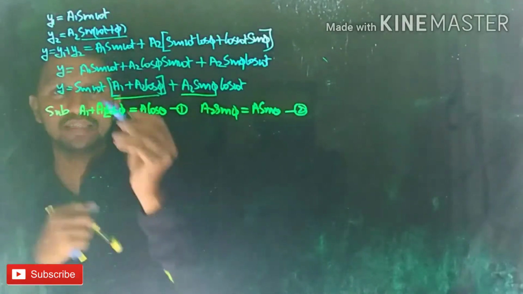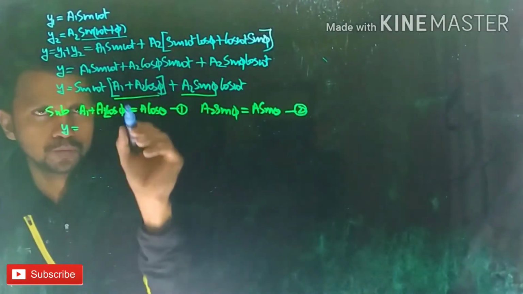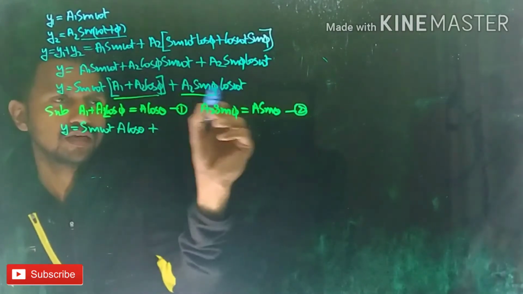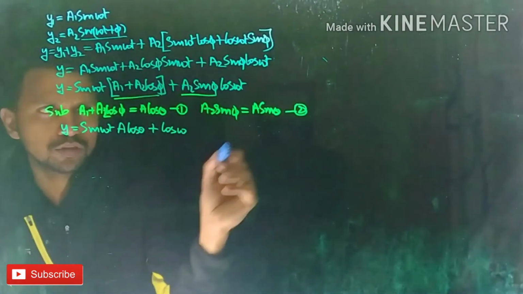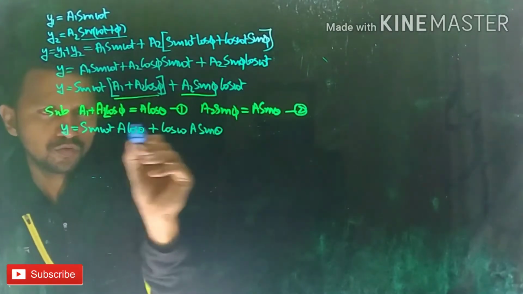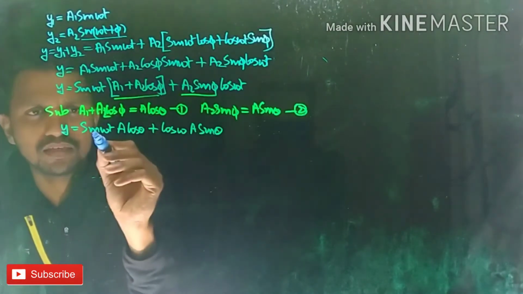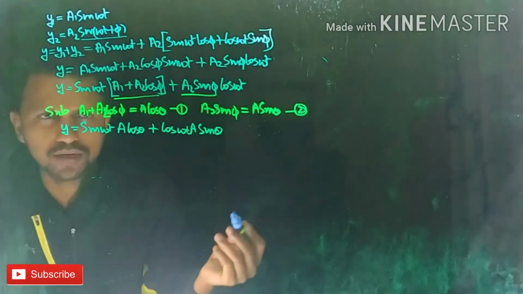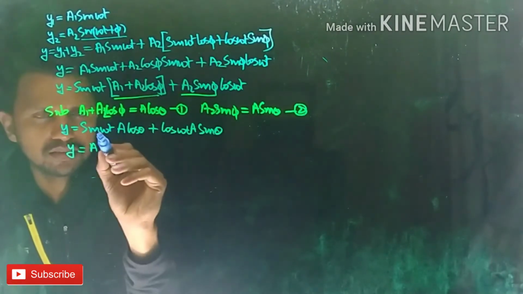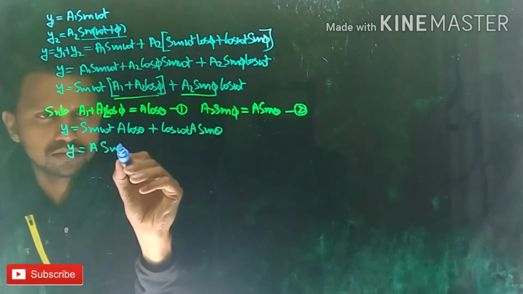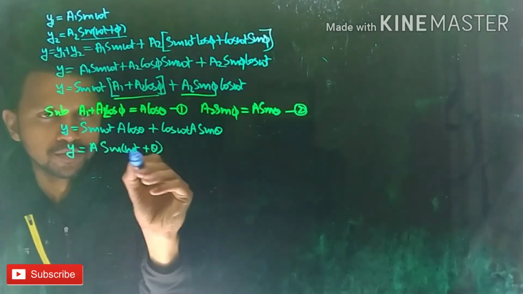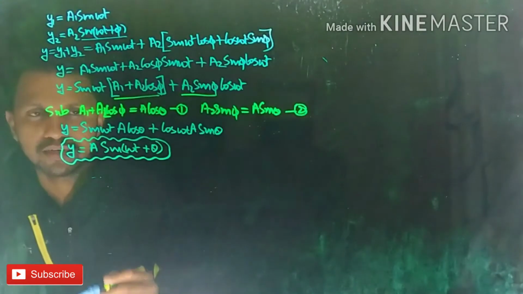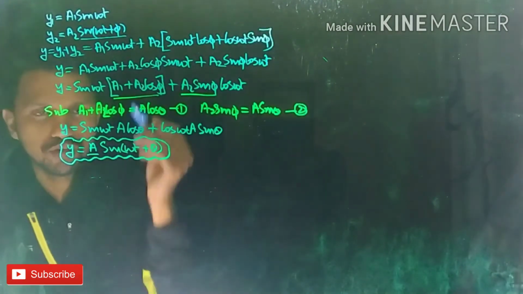Then we can rewrite the expression for y as y = sin ωt A cos θ + cos ωt A sin θ. From this we take A common, and the remaining thing is sin ωt cos θ + cos ωt sin θ. What is sin ωt cos θ + cos ωt sin θ? Yes, it is sin(ωt + θ). Now this is the mathematical expression for the superimposing waves. Then it is clear that A is the amplitude of the combining waves.